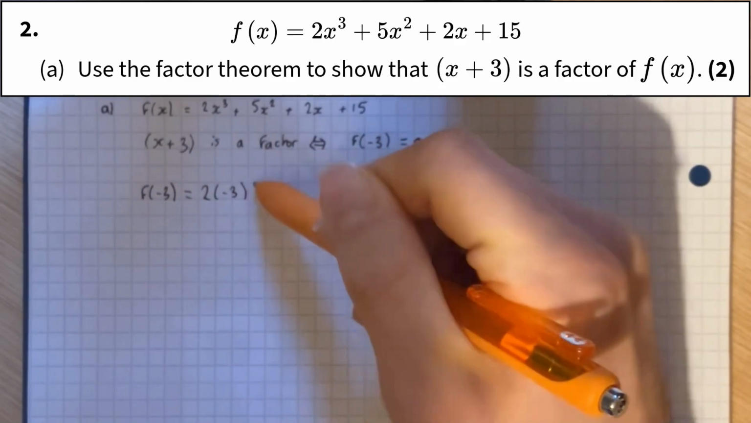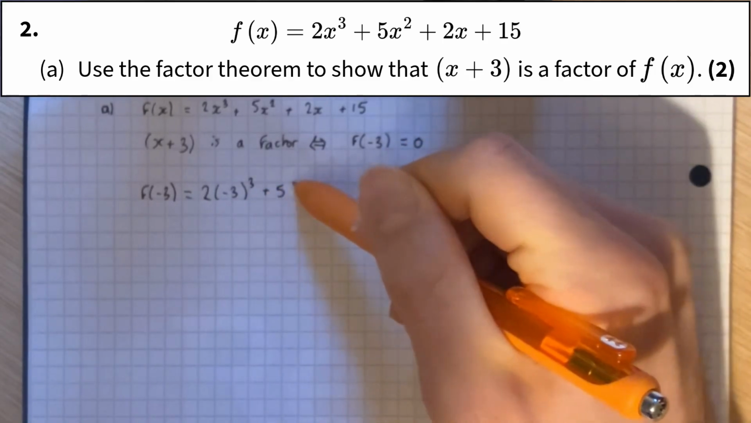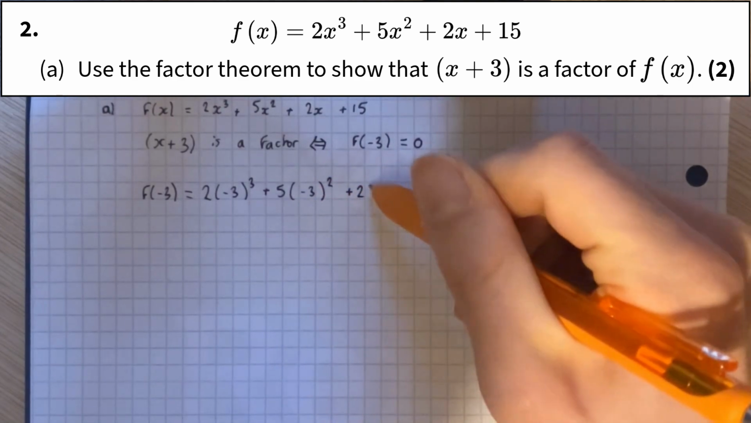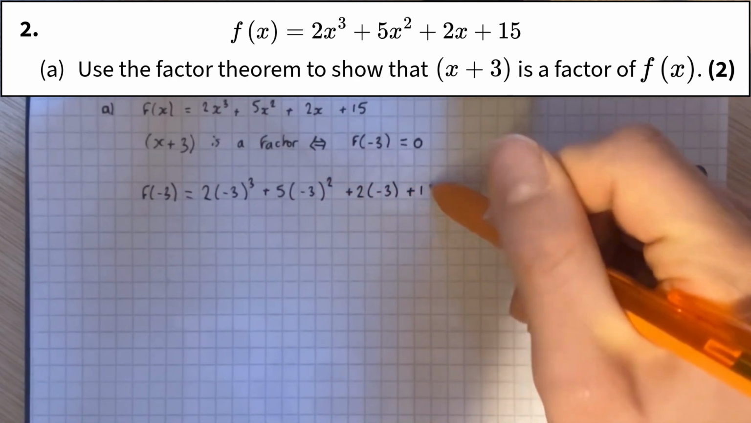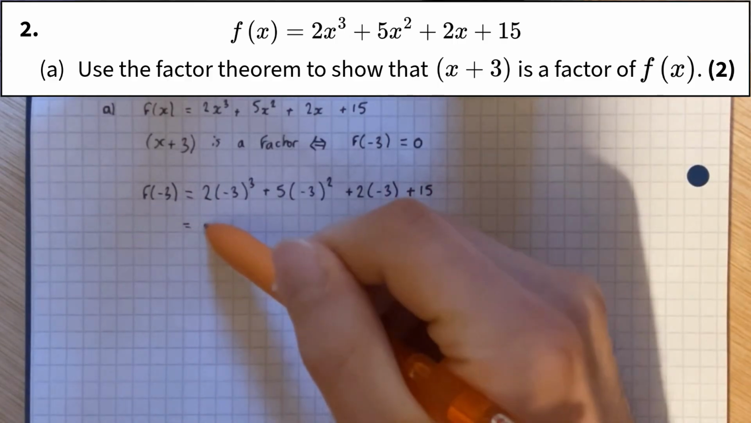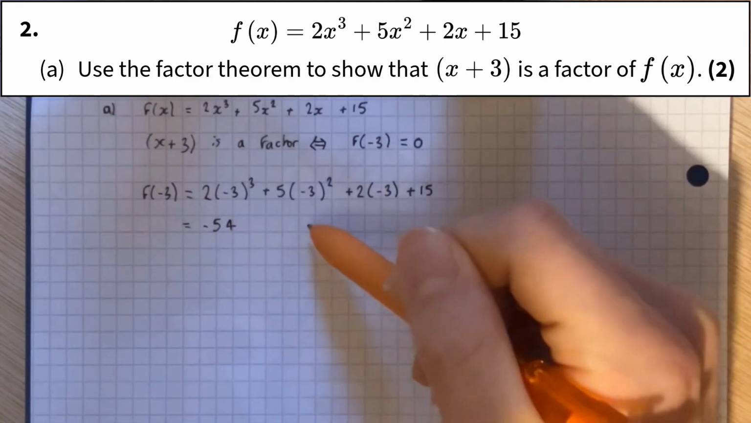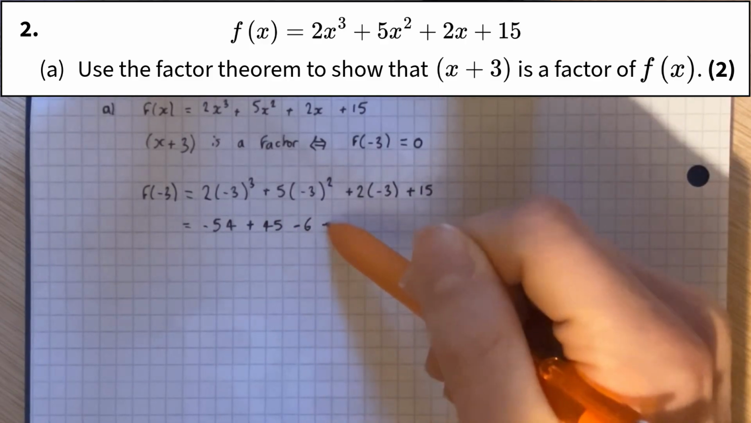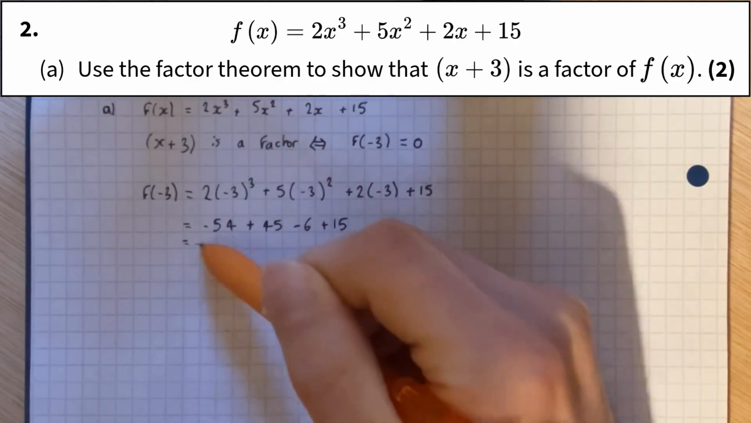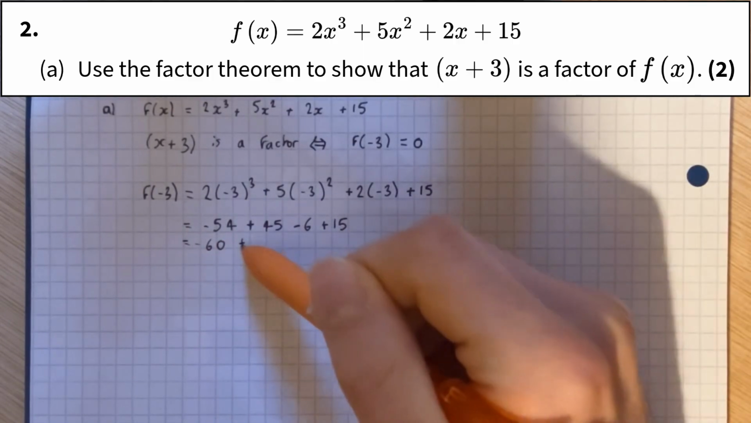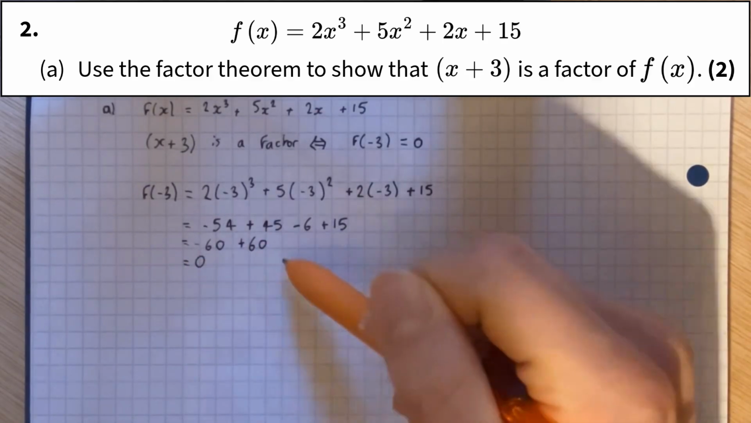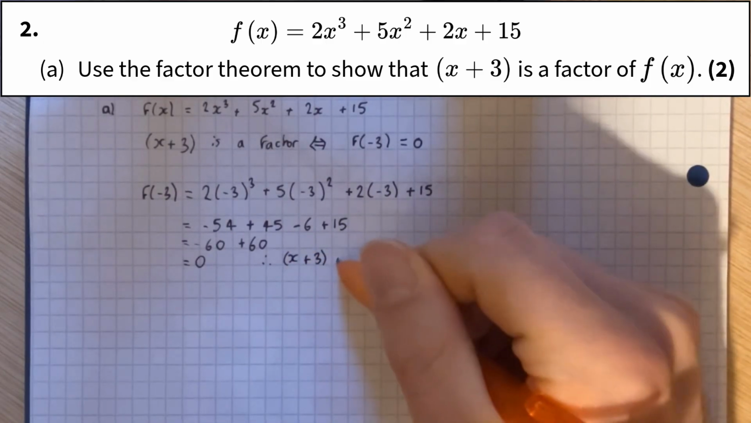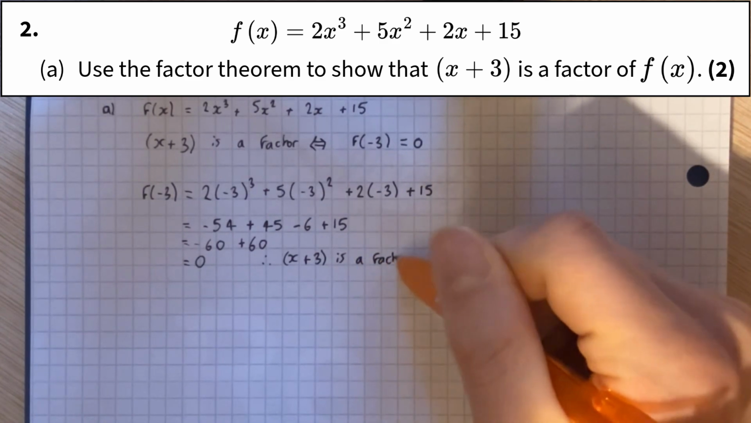We get 2 lots of this cubed, 5 lots of this squared. Please don't forget your brackets at this stage. They are very important. We get 2 lots of -3, and we get 15 on the end. It's then a case of simplification to make sure you do enough steps to show that you are actually doing the maths and don't just put 0 at this stage. So we get -60 from the negative terms, plus 60, that's equal to 0. And therefore, write it as a conclusion, x + 3 is a factor of f(x).